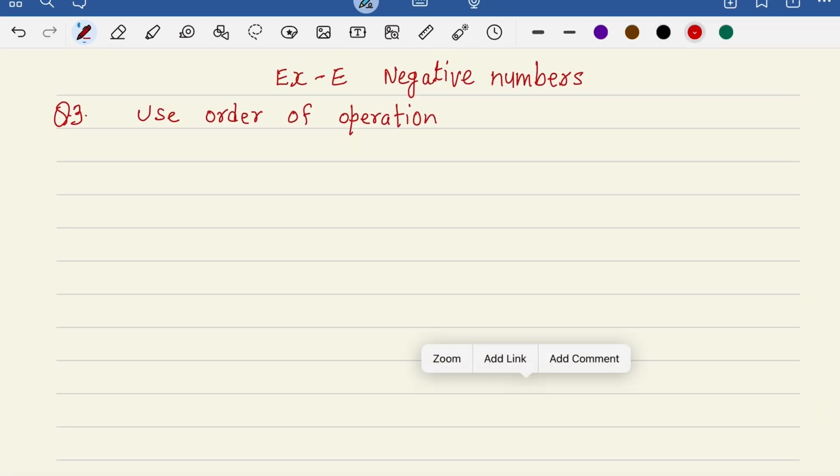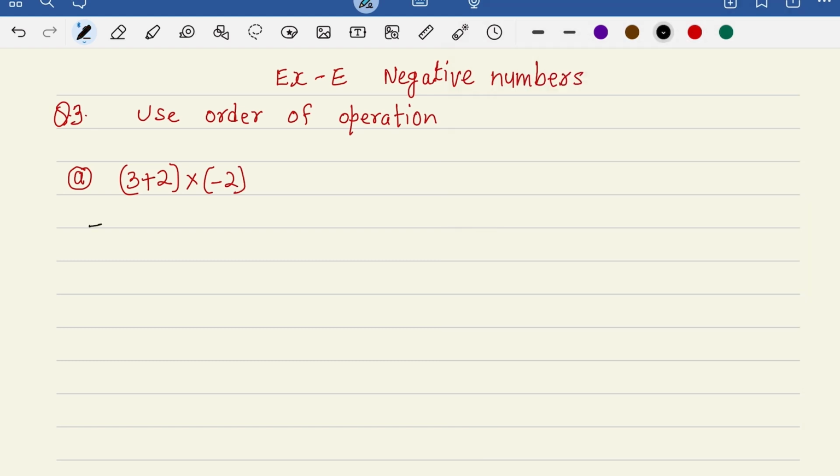Question number 3, use order of operations. Here again we have to use BODMAS, even if it is not written directly, even if the questions are given. In every calculation we have to follow BODMAS. 3 plus 2 times minus 2. 3 plus 2 is in bracket, so it is solved first. 3 plus 2 is 5. 5 times minus 2, minus 10.